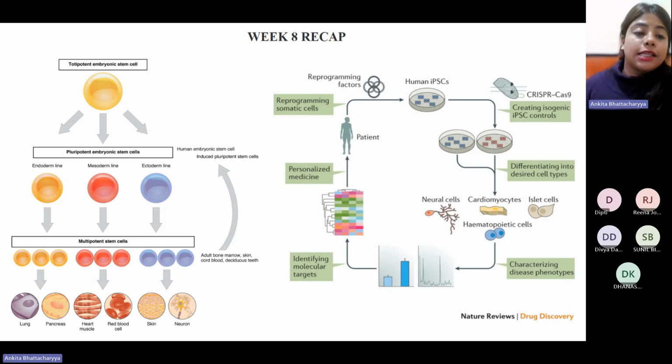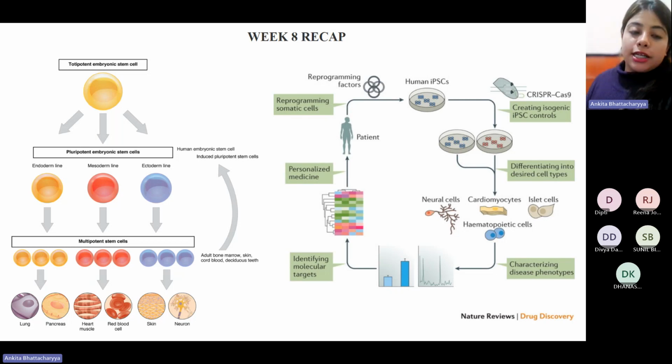On the other hand, the next subtype, the pluripotent stem cell, cannot generate the extra-embryonic layers. While totipotent stem cells can generate the extra-embryonic layers as well, pluripotent cannot. It can generate any of the other cells within the body, within the individual.